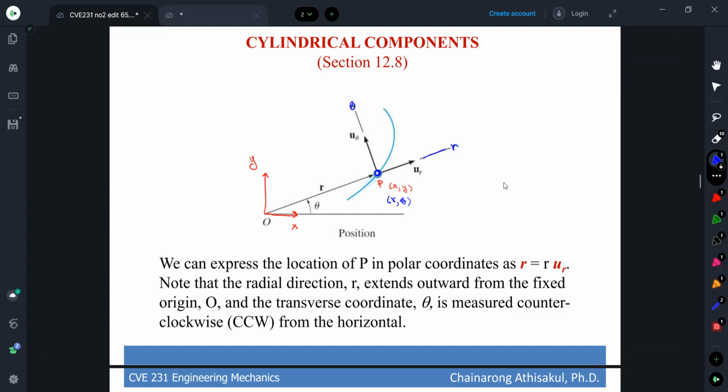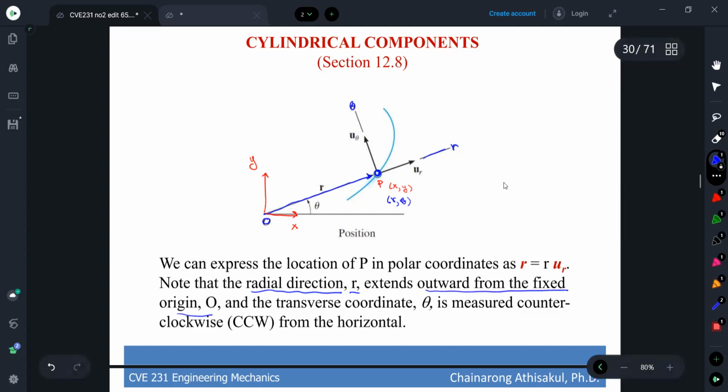For this case, r is defined as the distance from the reference point O to the particle point P. So r is always outward from a fixed origin. Okay, the radial direction r is always outward from the fixed origin.